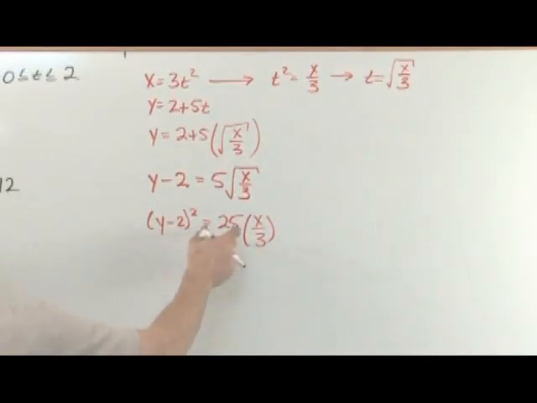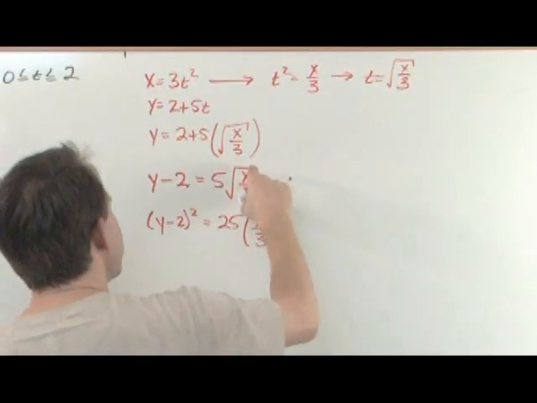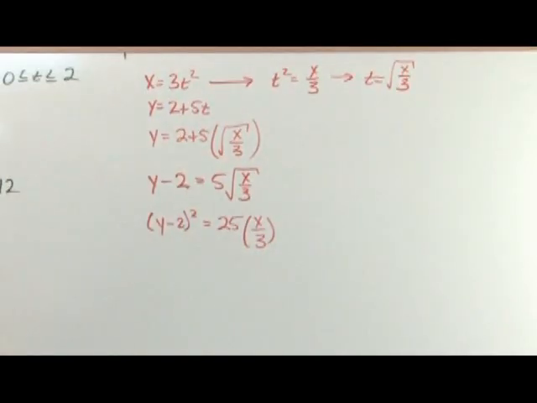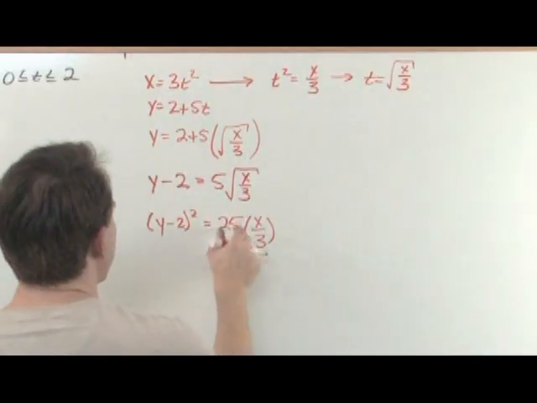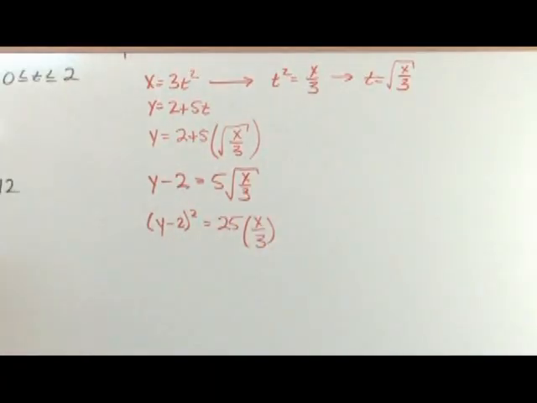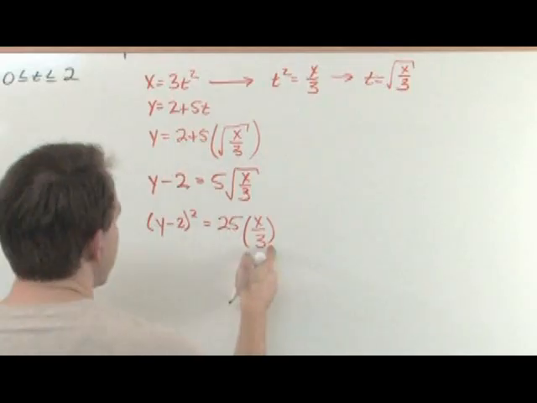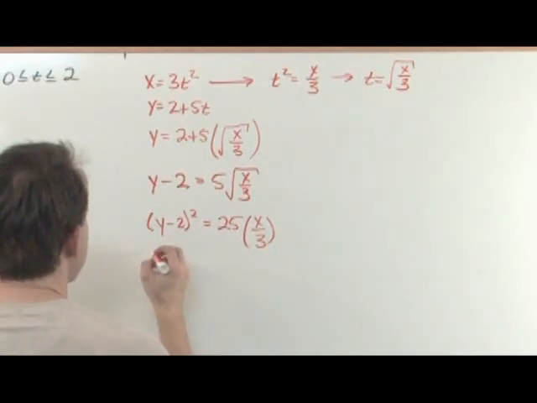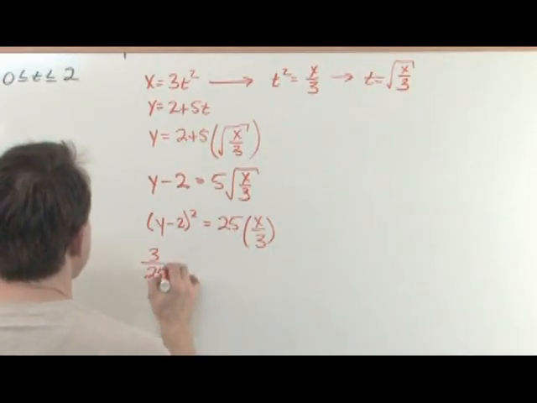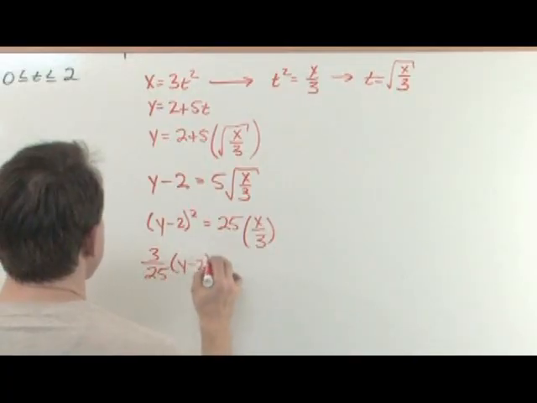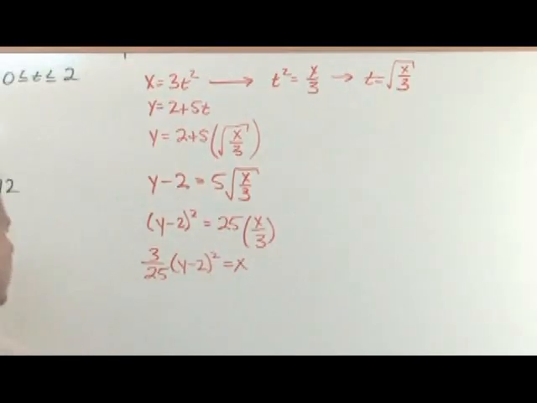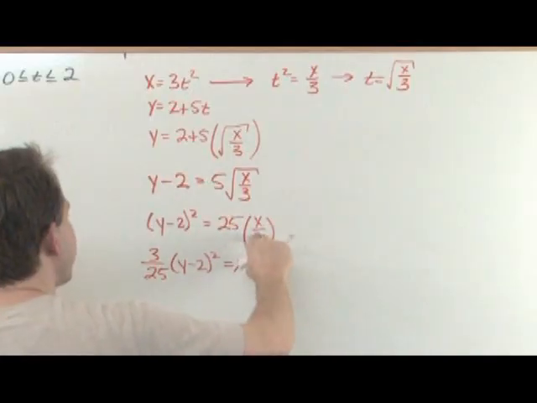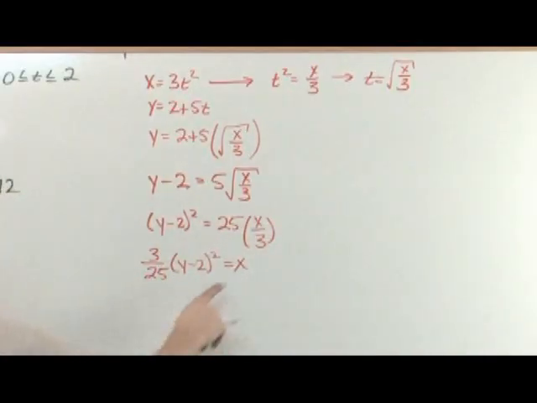So I squared the left, I squared the right. 5 squared is 25, and the radical is gone. I squared the left, and I got y minus 2 squared, and on the right I got 5 squared is 25, and I got rid of this radical by squaring. And then the next thing I'm going to do is try to get x by itself. So I'm going to multiply over here, and I'm going to have 3 over 25 times y minus 2 squared is equal to x. All I did was take this 3 and this 25, multiply by 3, divide by 25, and I have x over here.